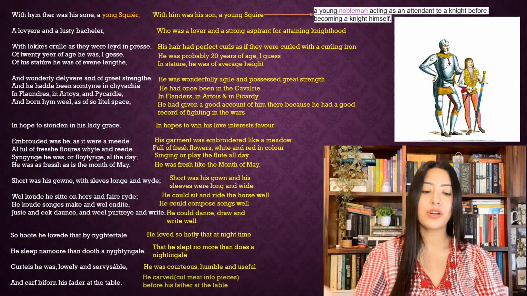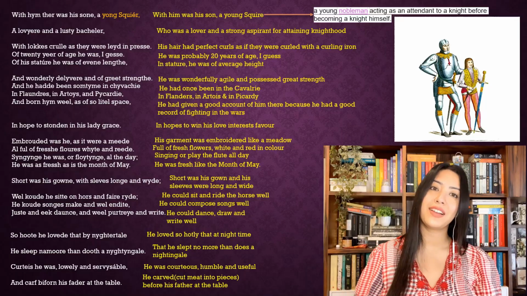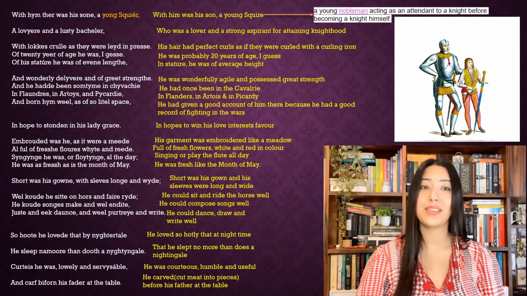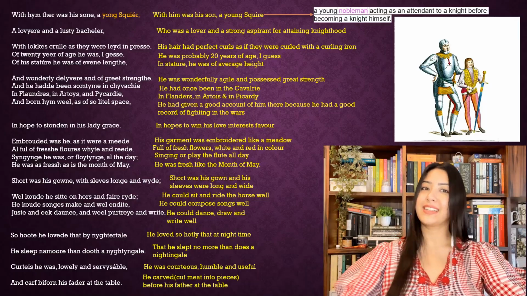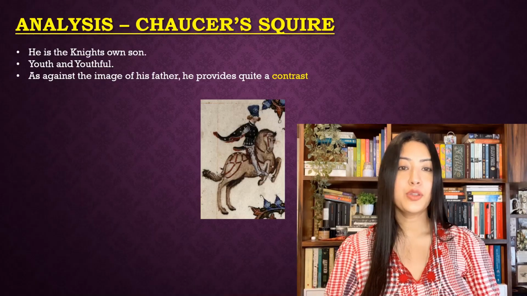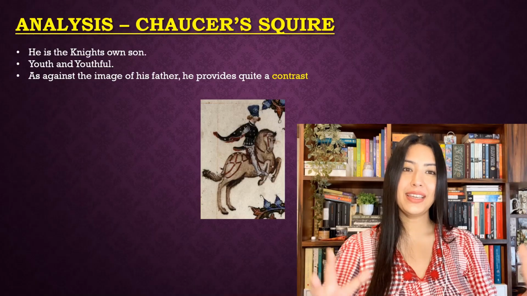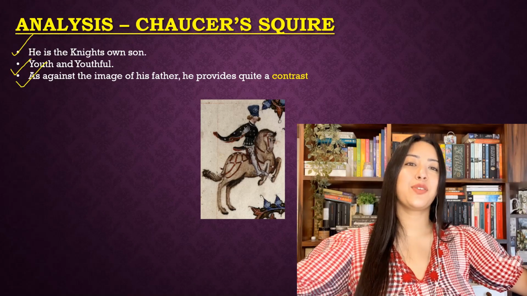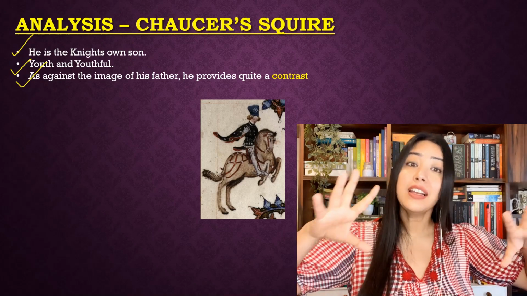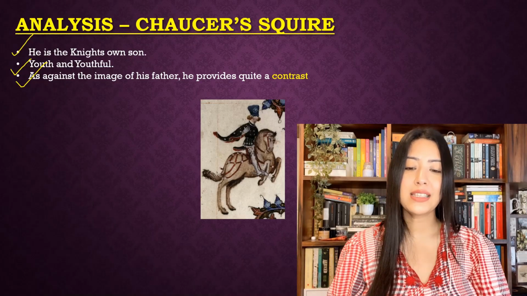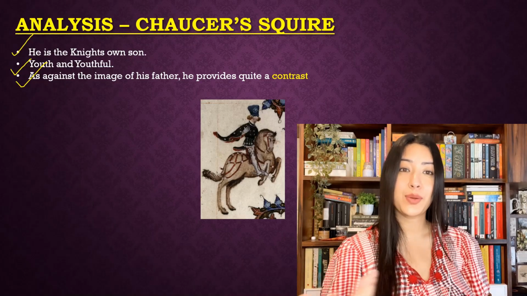He carved or cut meat into pieces before his father at the table. So this is our young squire, a stark contrast to his father, and now we're going to do his character analysis. He is the knight's own son, youth and youthful. He is a youth, 20 years of age, and he has all the characteristics of being a youth. So as against the image of his father, he provides quite a contrast.